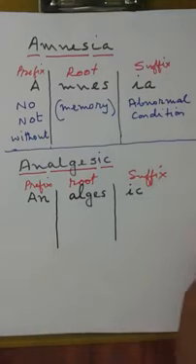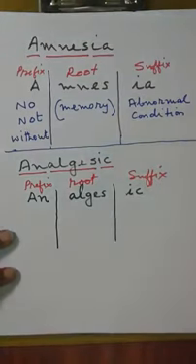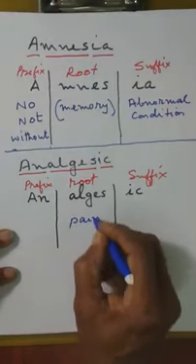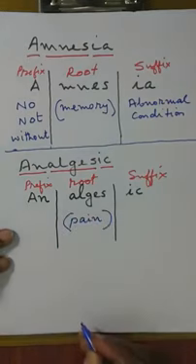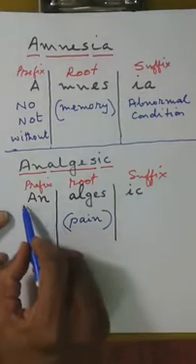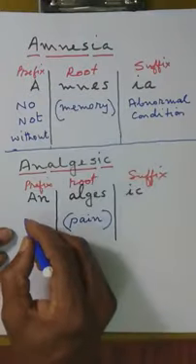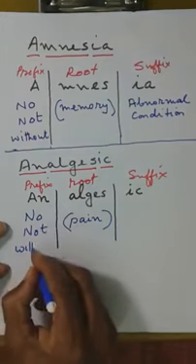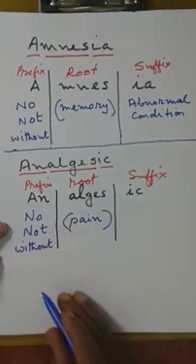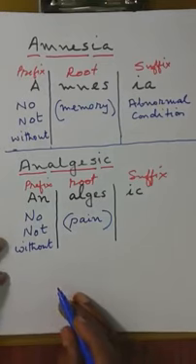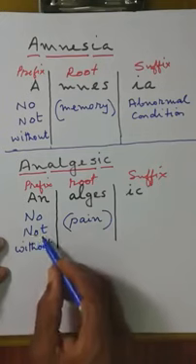Now here the root word alges means what? Alges means pain. Here AN is the same meaning of A. That means no, not, without. So A and AN both are same meaning. No, not, or without.